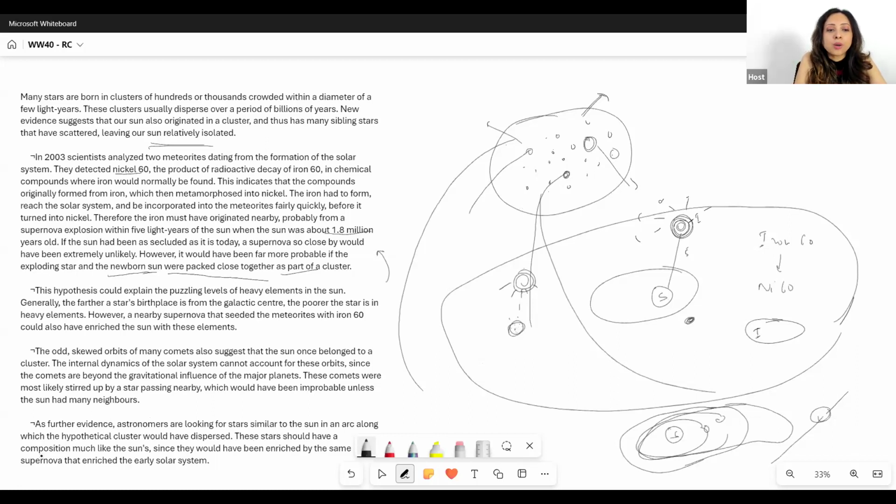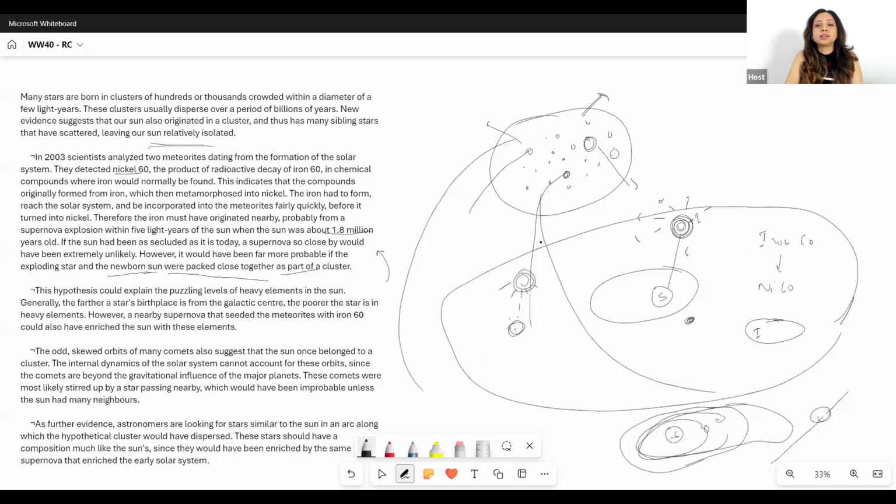These stars should have a composition much like the sun's. So these stars, of course, since they were all born together, would have similar compositions. And since they would have been enriched by the same supernova that enriched the early solar system. So we are saying that, okay, maybe there was a supernova and that enriched, while they were a cluster, our sun. So then the other stars in the cluster around there would also have been enriched similarly, right? If this was spewing out iron, then everyone around it would have got the iron, right?